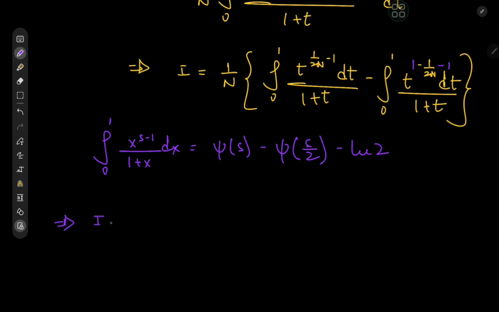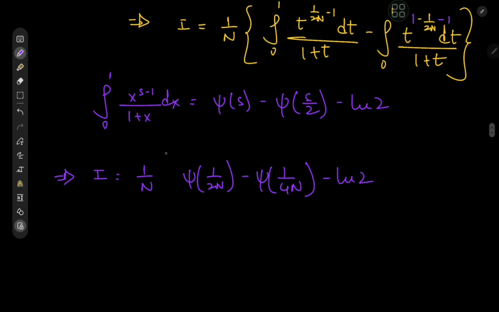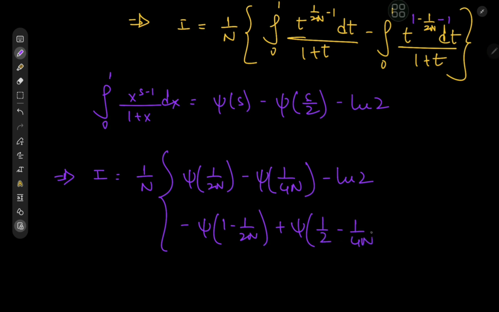It implies that the target integral I equals 1 by n times, what exactly? We have digamma 1 by 2n minus digamma 1 by 4n minus log 2 and, oh, terribly sorry about that, much better, minus sign now, so we have digamma 1 minus 1 by 2n plus digamma, multiplying that thing by 1/2 gives us 1/2 minus 1 by 4n plus log 2, so we have this nice cancellation of log 2's.